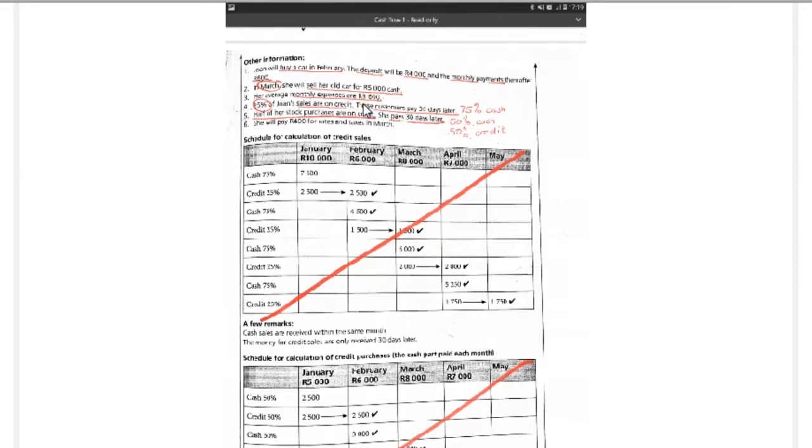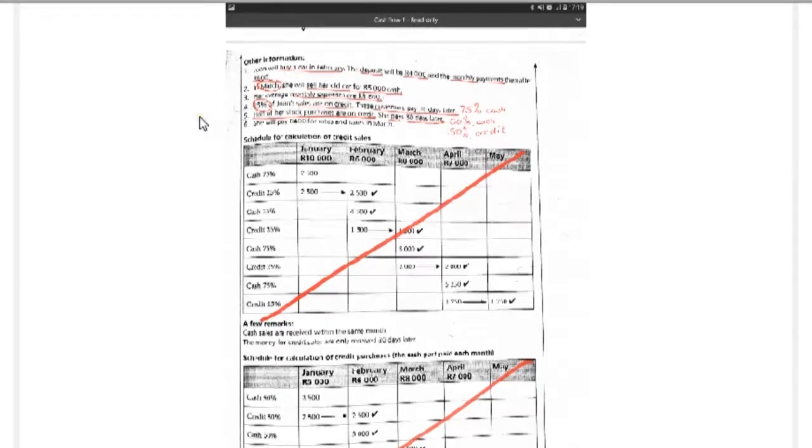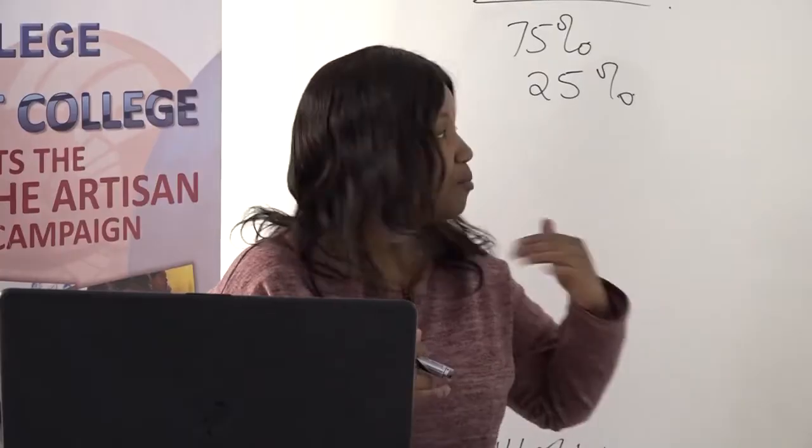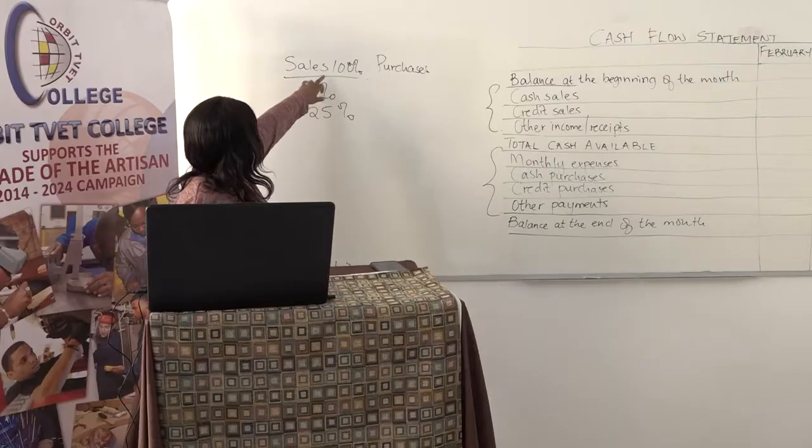Number 3, her average monthly expenses are 3,600 rands. Number 4, 25% of Joan's sales are on credit. These customers pay 30 days later. Now, you need to underline that. They say credit sales is 25%. Remember I said our sales are always 100%.